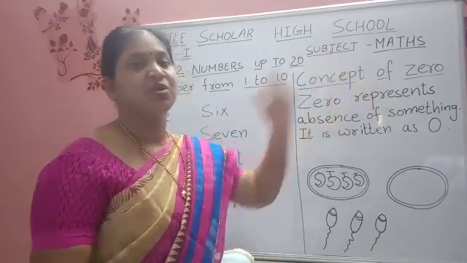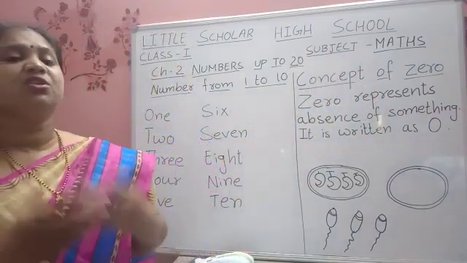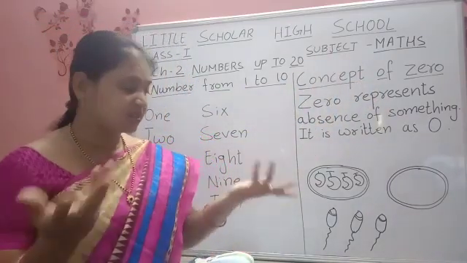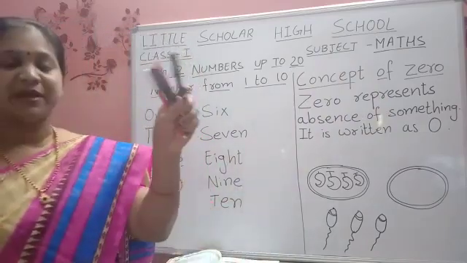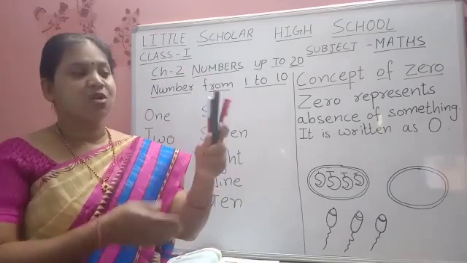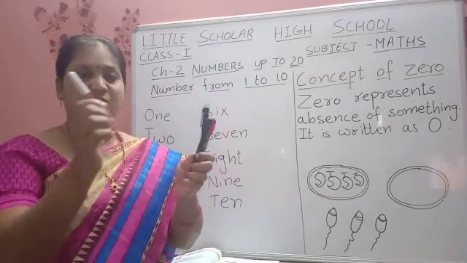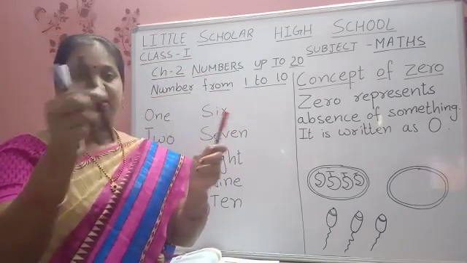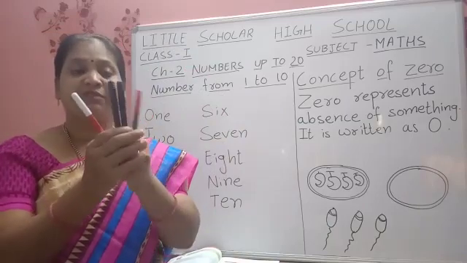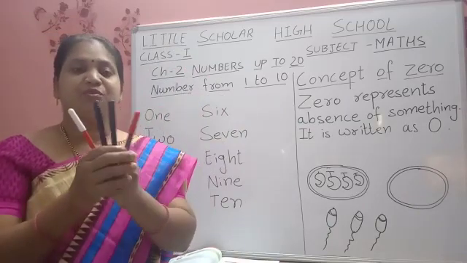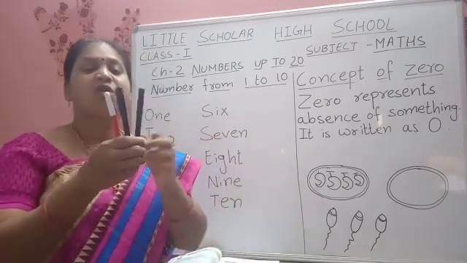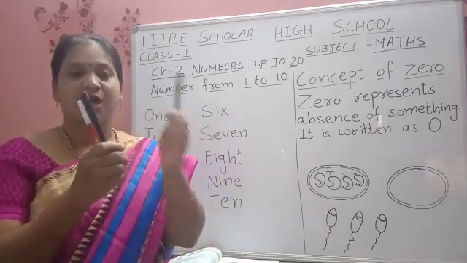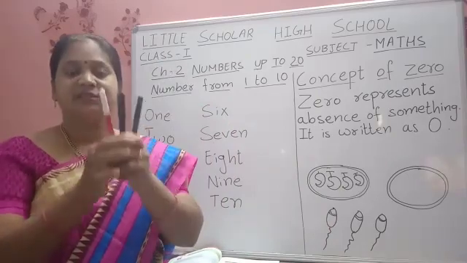Concept of zero. Zero means what, children? Zero means nothing. See here. Now, how many pens do I have in my hand? Count and tell me how many I have. 1, 2, 3, 4. 4. Suppose I am keeping 1 on the table. Now how many do I have? Count. 1, 2 and 3.